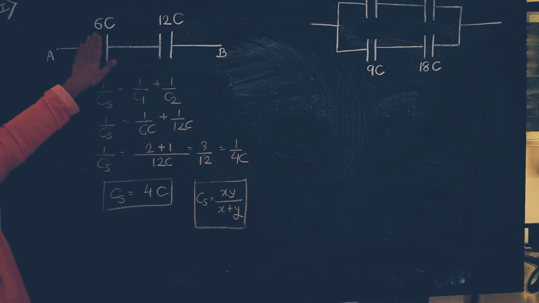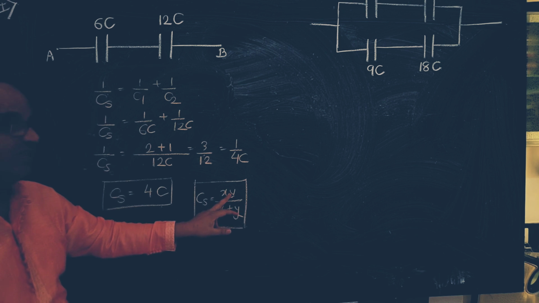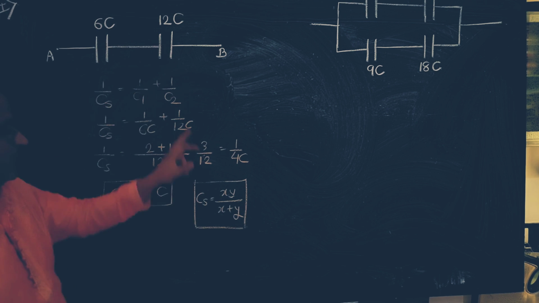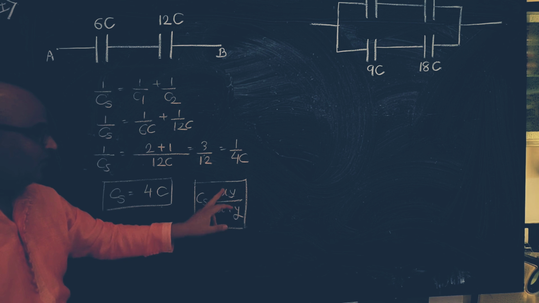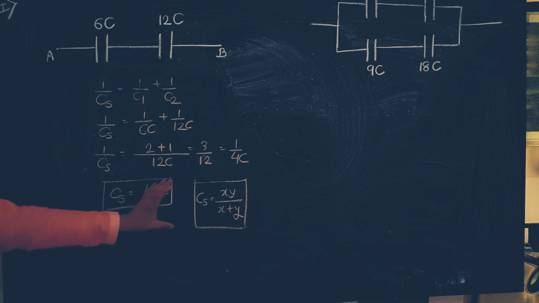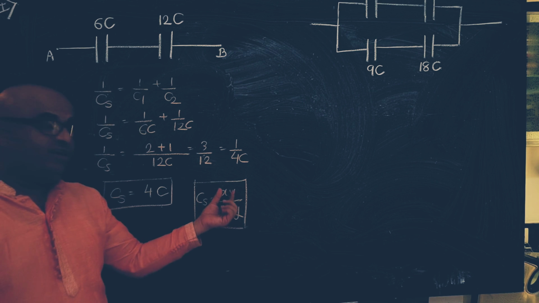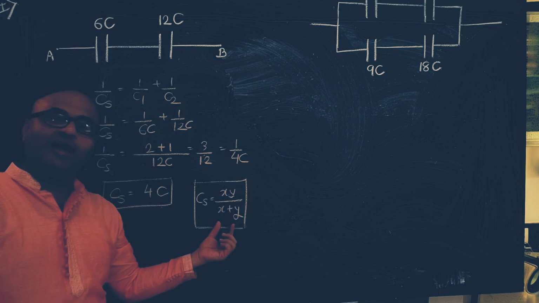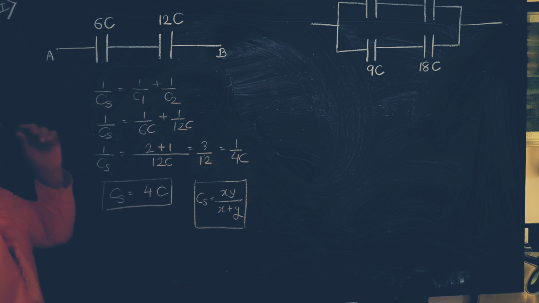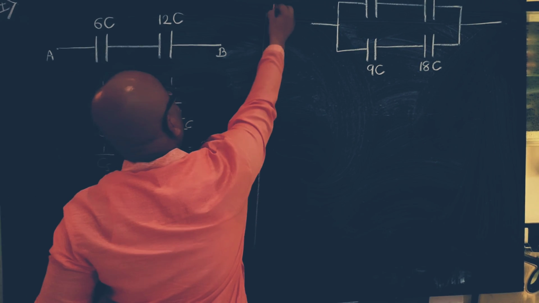अब यहाँ पर नंबर क्या है? 6 और 12. 12 और 6 का प्रोडक्ट कितना हो गया? 72. 6 plus 12 कितना लगा? 18. What is 72 upon 18? 4. Your answer is what? 4. When there are only two capacitors connected in series, to find the equivalent capacitance, divide the product by the addition. Okay?